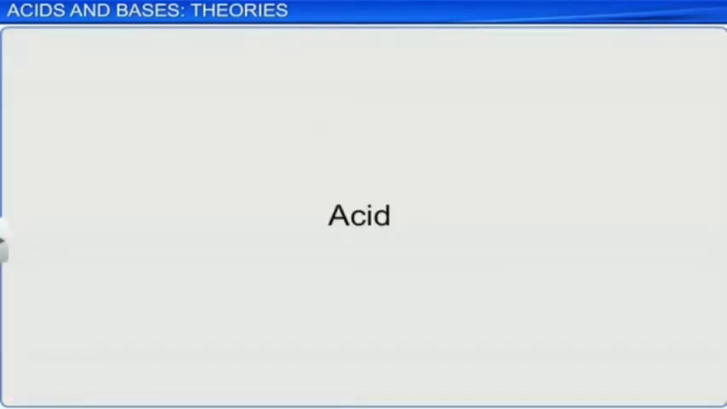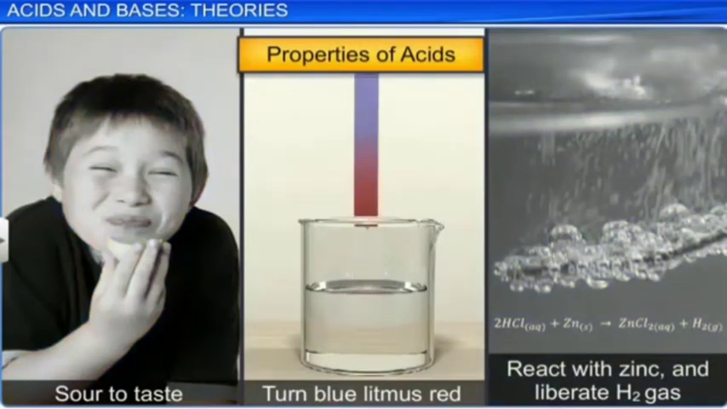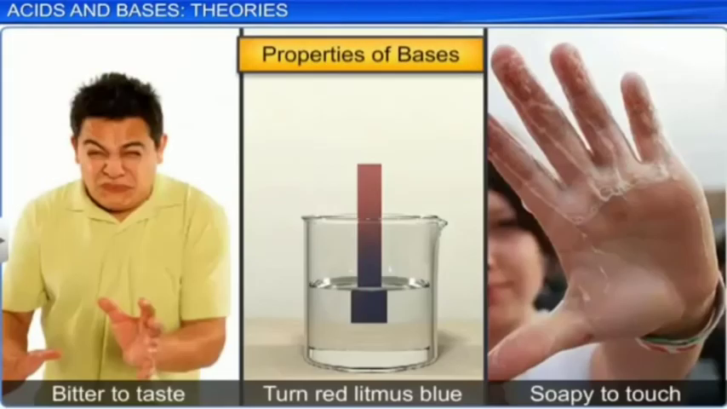The word acid is derived from the Latin word acidus, which means sour. Acids exhibit certain properties in their aqueous solution. They are sour to taste. They turn blue litmus to red. They react with active metals such as zinc and liberate hydrogen gas. On the other hand, bases have the following properties in aqueous solution. They are bitter in taste. They turn red litmus to blue. They are soapy to touch.